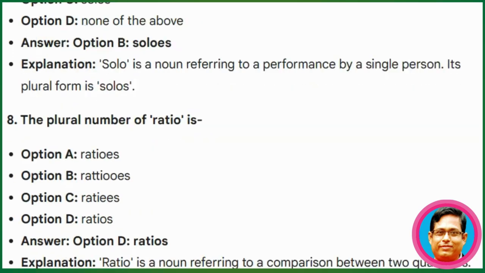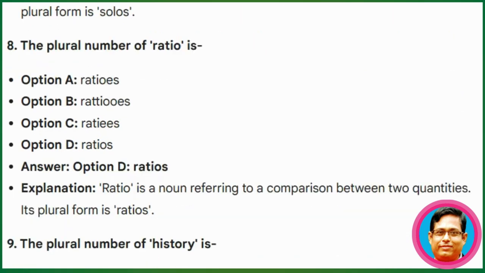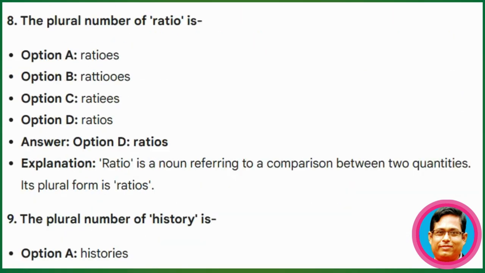8. The plural number of ratio is option A, ratios. Option B, ratios. Option C, ratios. Option D, ratios. Answer, option D, ratios. Explanation, ratio is a noun referring to a comparison between two quantities. Its plural form is ratios.